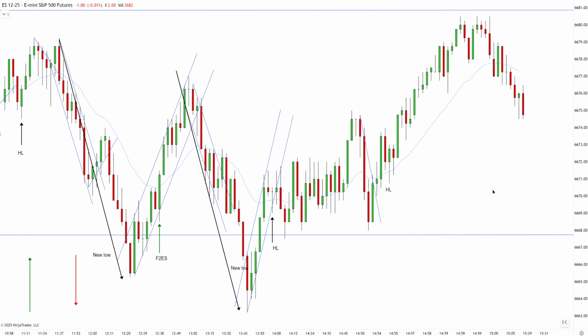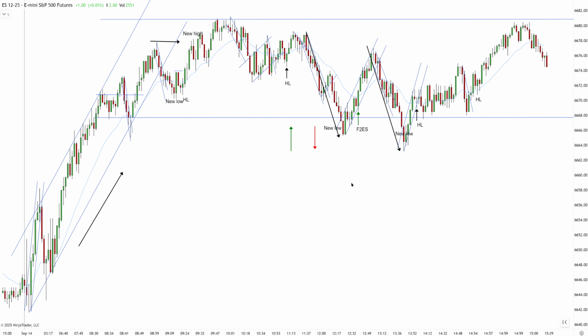So this is the overall structure for today. Super slow, super boring day, typical rollover day. Today, if you didn't take any setups, you basically didn't do anything wrong, only a few good trades. I really like only this one. This failed second entry short, and even this high low is quite tempting. This would have been a losing trade.